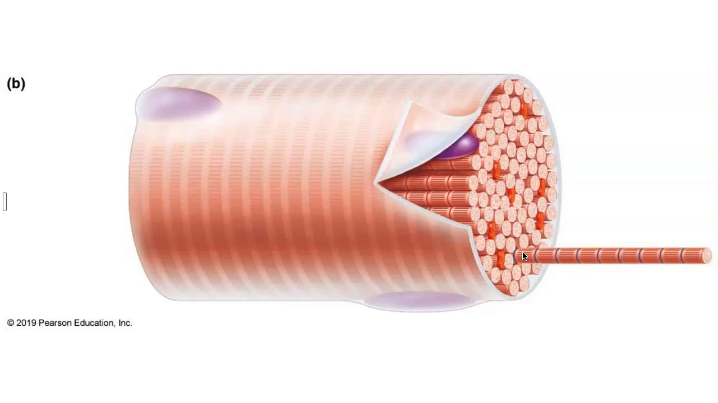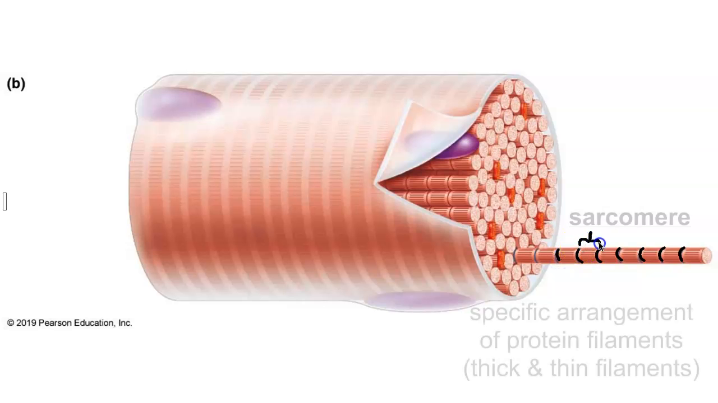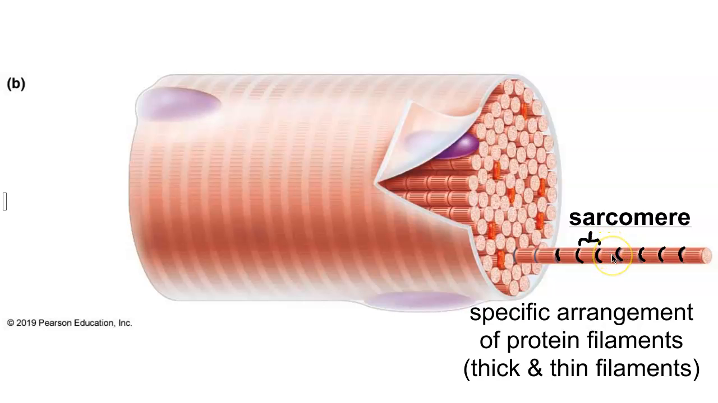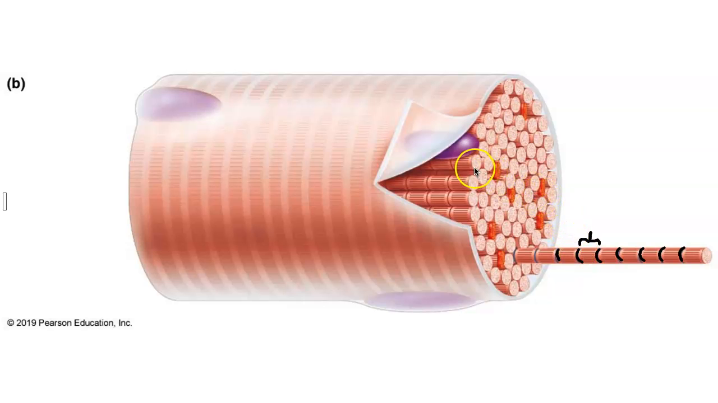But the first thing that I would like to point out in this picture is notice how the myofibril seems to be segmented. They're showing me that this myofibril has these repeating parts to it. That segment is known as a sarcomere, and it is a repeating pattern of these protein filaments. The myofibril is made up of a certain pattern or organization of protein filaments called a sarcomere.